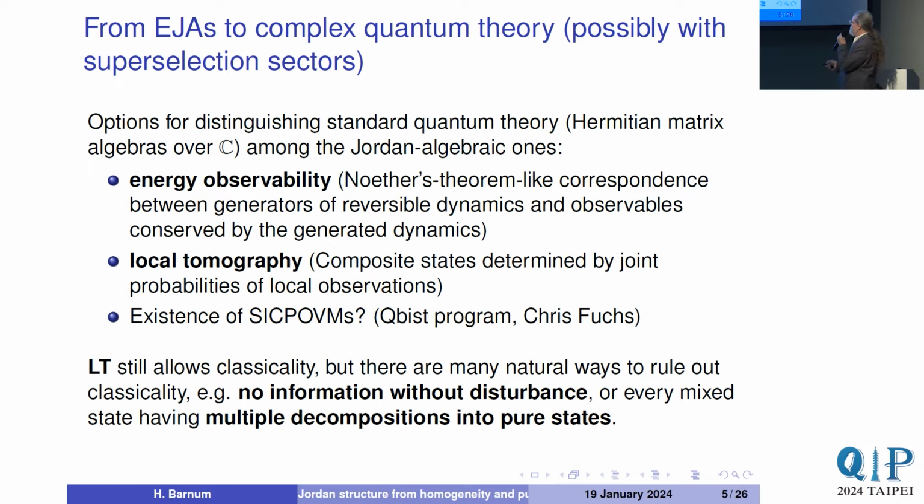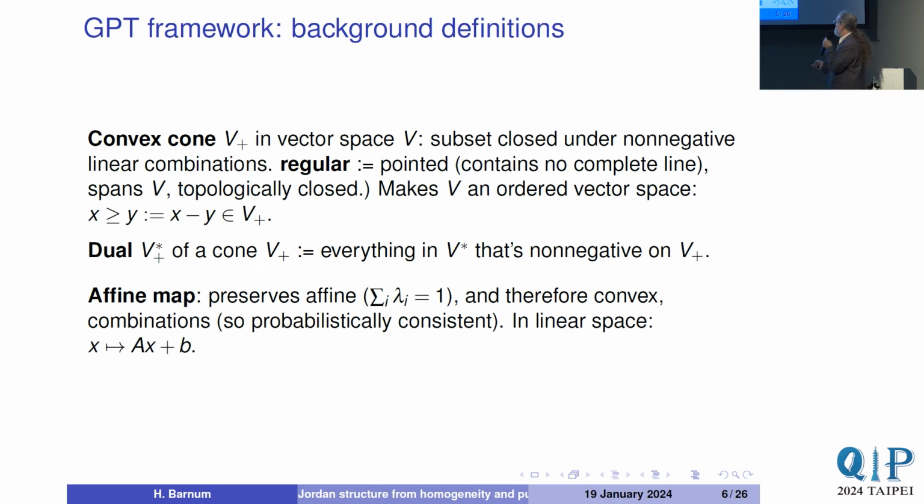Okay, sometimes you still have classicality left, and we know many simple ways of ruling out classicality, like no information gain without disturbance, or the multiple decompositions of mixed states into pure states. Okay, so some background notions.